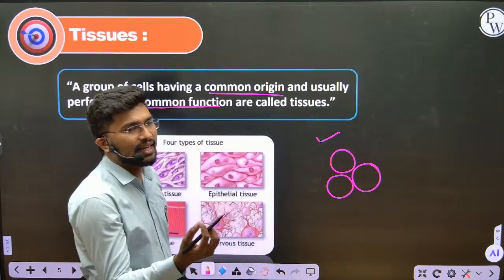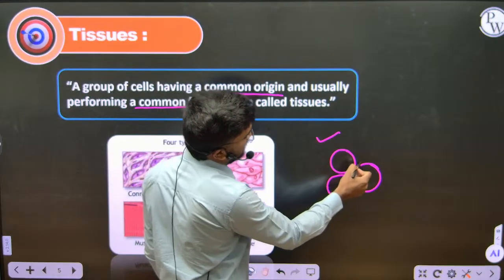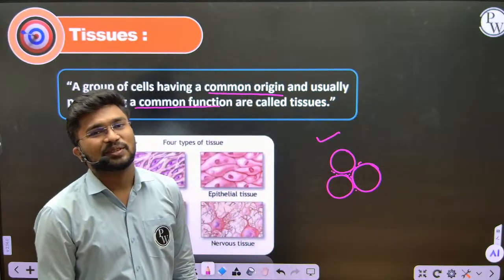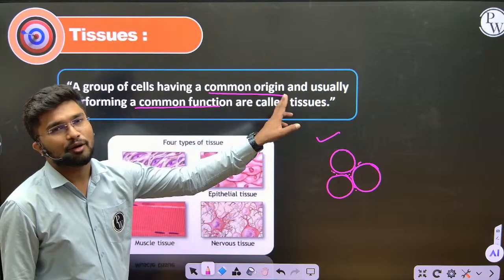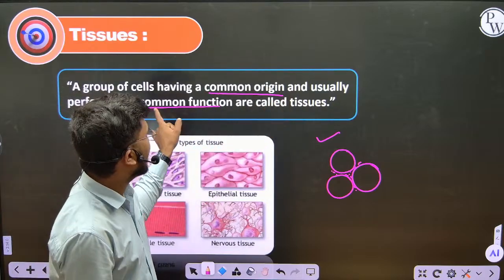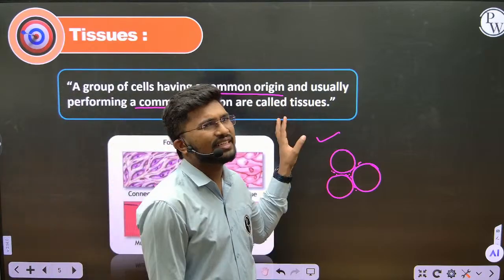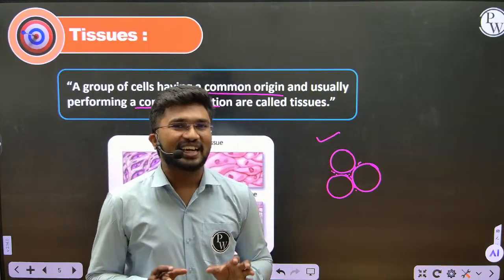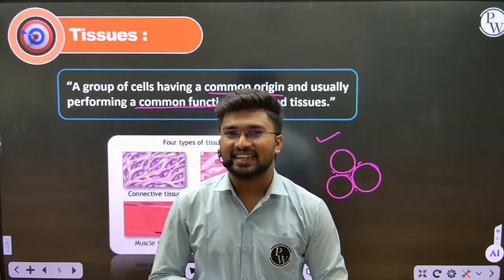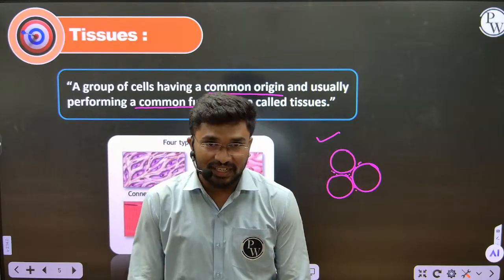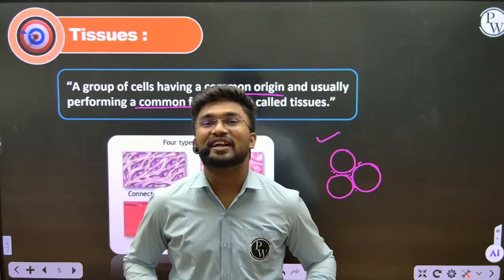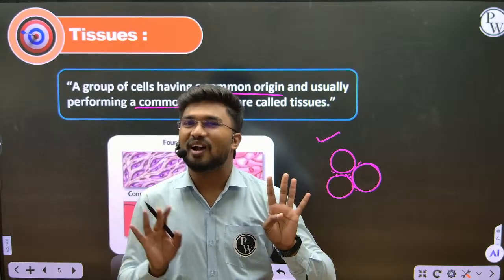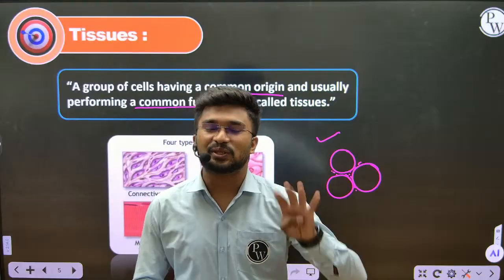They also have little intercellular substance between them. So tissue is a group of cells which have a common origin and generally a common function. This is called a tissue. So we are clear what a tissue is, right? Now in our complete body, how many types of tissues are there? There are many types, but broadly we can classify tissues into 4 types.